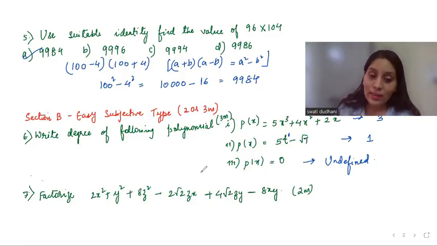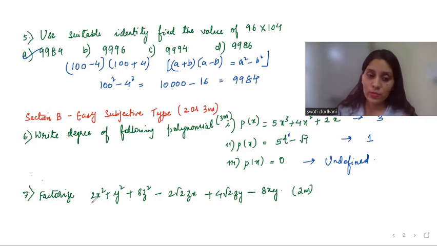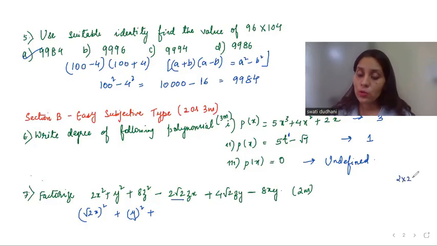Now next one, factorize. It's very clear that we need to use an identity. I think it will be x square plus y square plus z square plus 2xy plus 2yz plus 2zx, that identity. For that, we need to first find x, y, z values. So 2x square, can I write this as root 2x whole square, because we want whole square to use the identity, plus y whole square plus. Now, how can I write 8? Here, if I say I have 2 root 2 also, isn't it? So 8 can be written as 2 into 2 into 2.